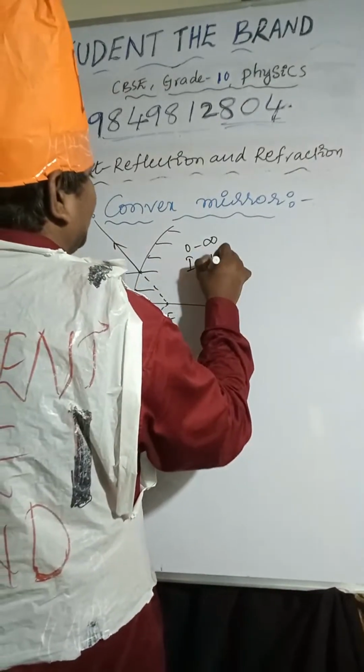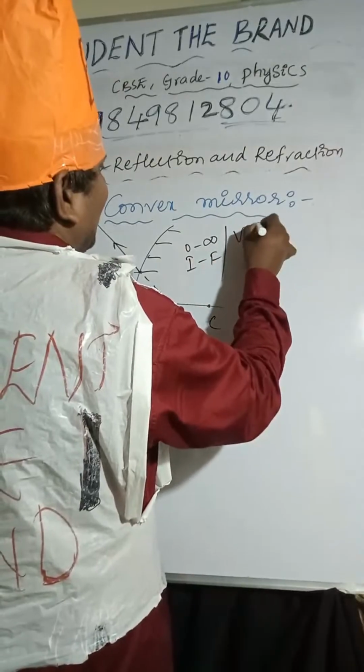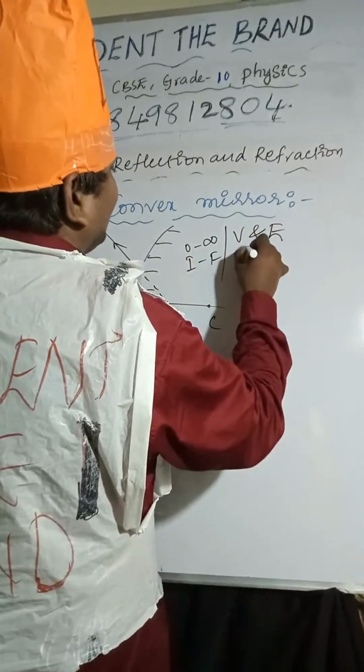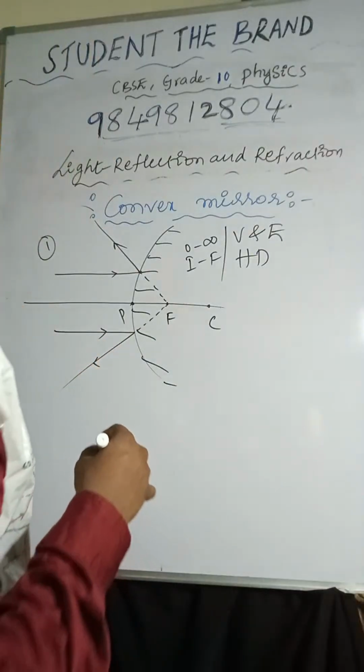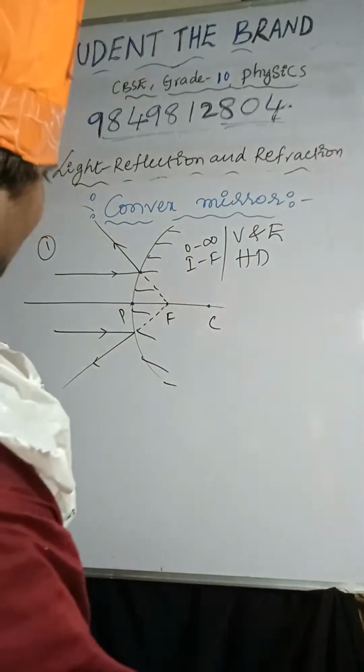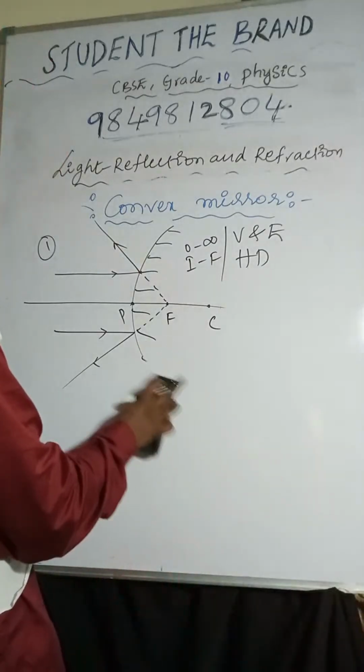What is the nature of the image? Virtual, erect and highly diminished.